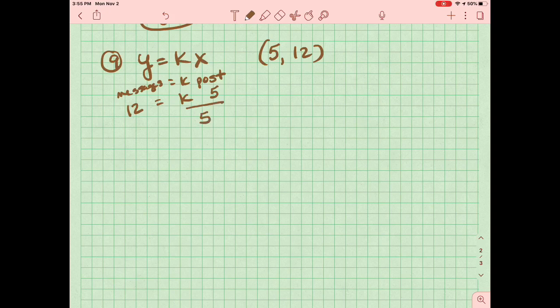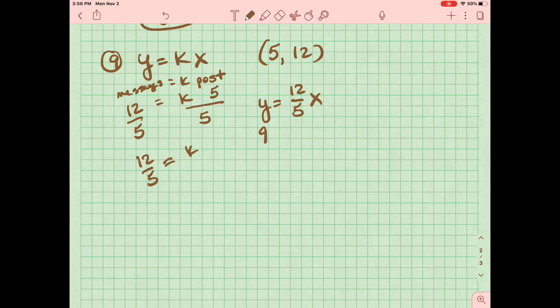So we have a 5 that goes with a 12, and we need to solve for k. So we're going to divide by 5, and we have that k equals 12/5. That's not a very nice number. But y equals 12/5 x. And it says write a direct variation equation, so that would be it. That's A. And then B says find the number of messages you need to post to receive 96 messages.